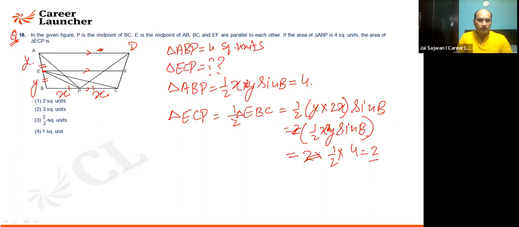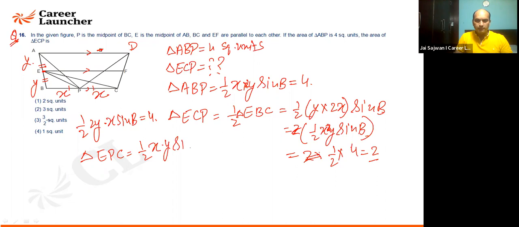I hope you understand. So if I talk about ABP, it is half of 2Y into X into sine of the angle between them. This is equal to 4. This is given as 4, ABP. Now when I talk about the area of triangle EPC or ECP, I'll say it is half of X into Y into sine B. I believe it is clear. Fine. So it is half of X into Y into sine B.